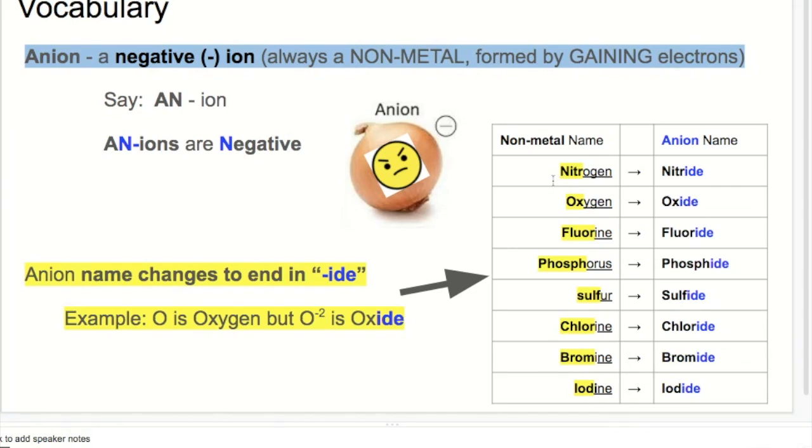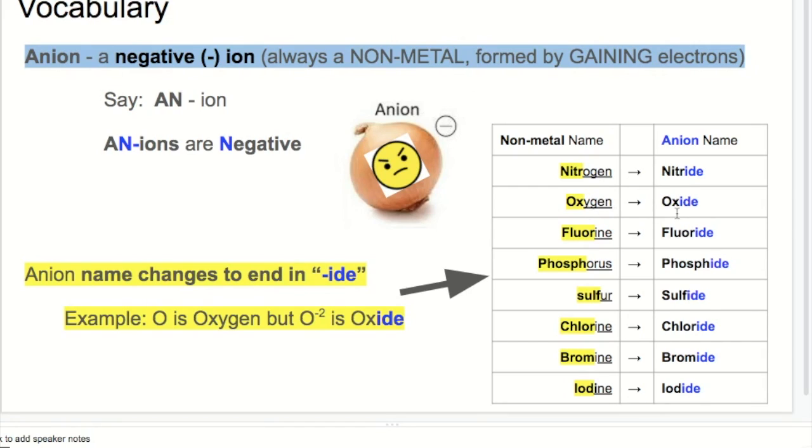So I'm going to ask you to repeat after me. If the name is nitrogen, we keep the nitra part and we drop the agen and it becomes nitride. So nitrogen becomes nitride. Everybody say nitride. And let's actually say them both. Nitrogen, nitride. Say it with me. Nitrogen, nitride.